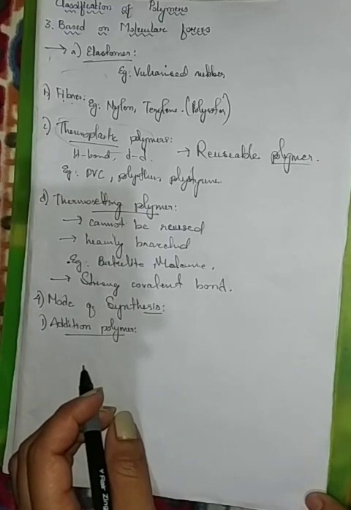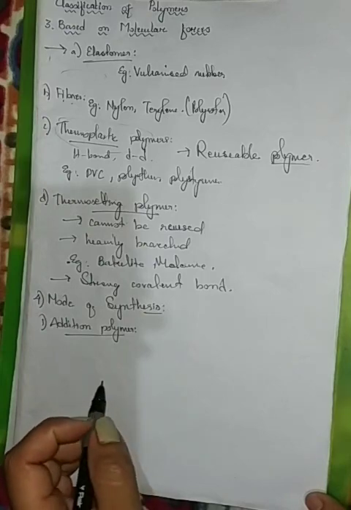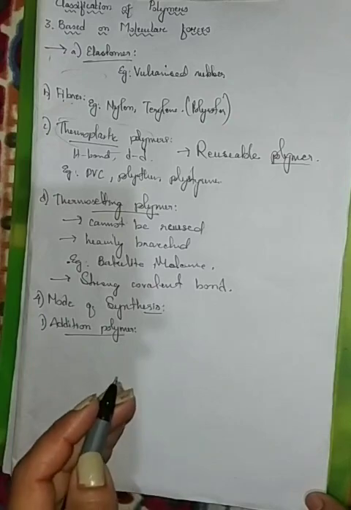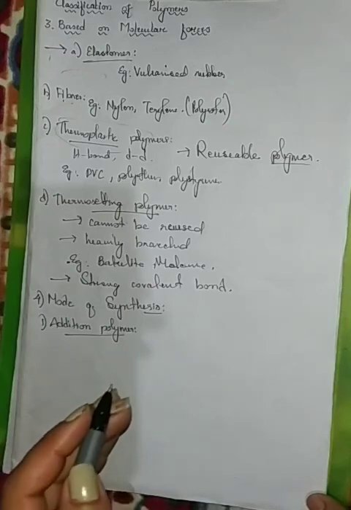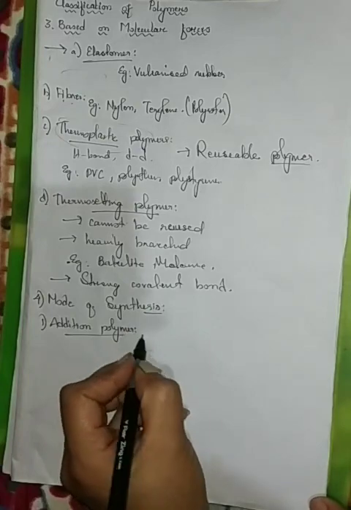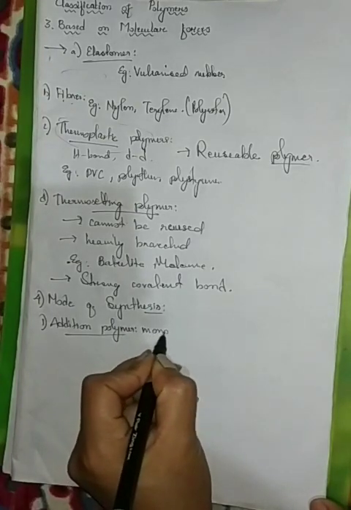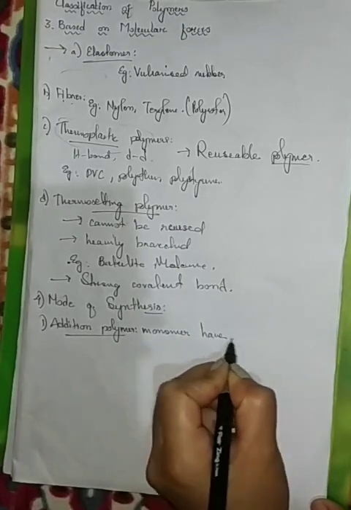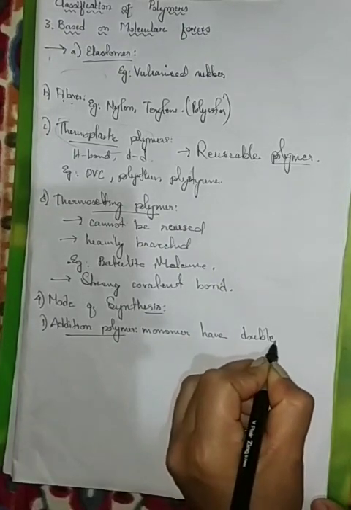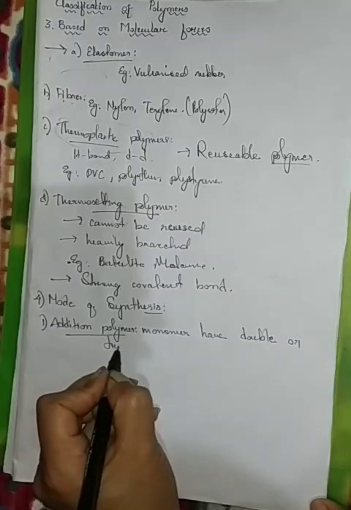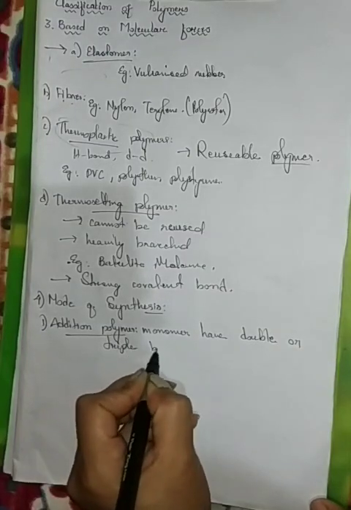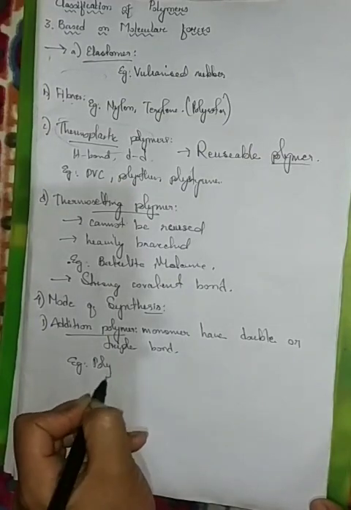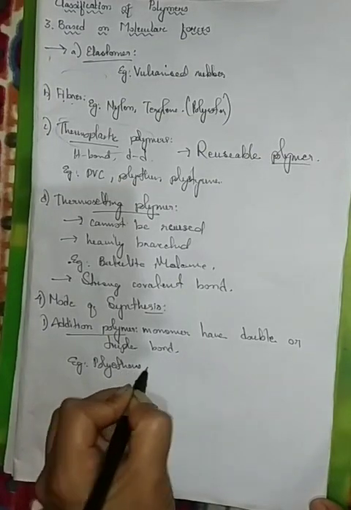Okay, the formation of addition polymers. For the formation of addition polymers, the monomer unit should have double or triple bond. For example, our typical example is polyethylene.